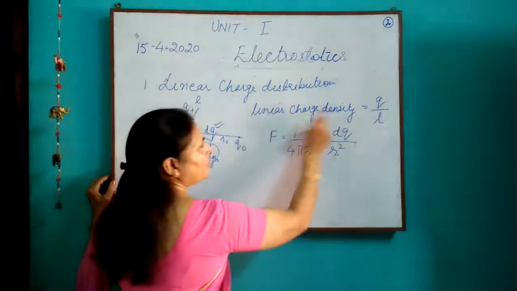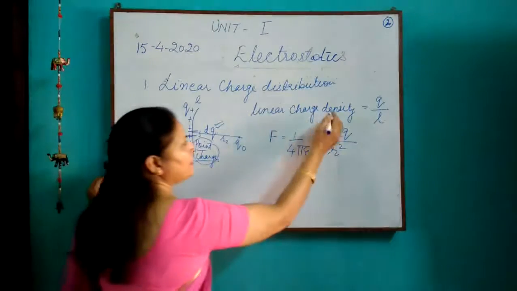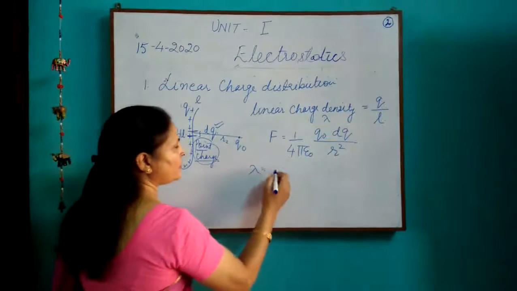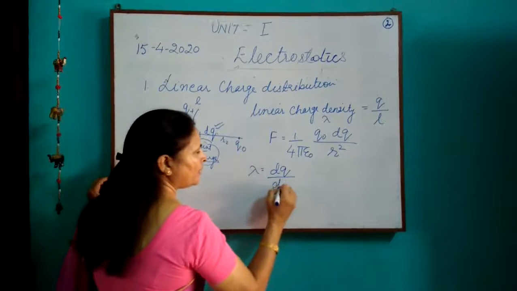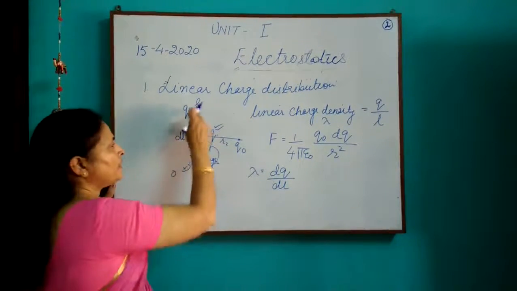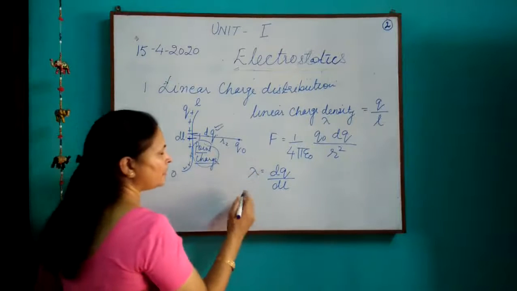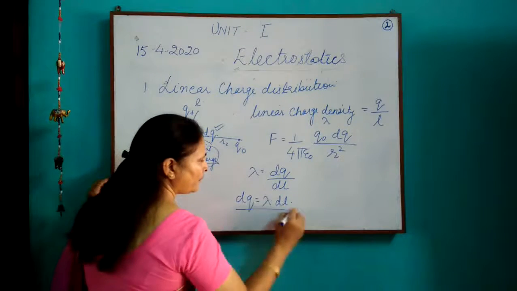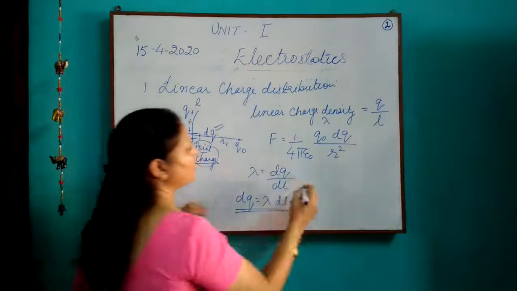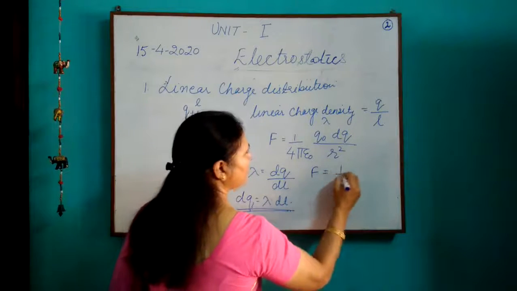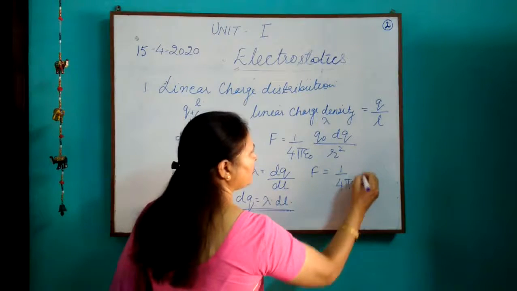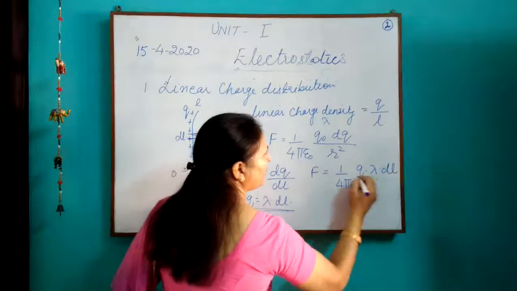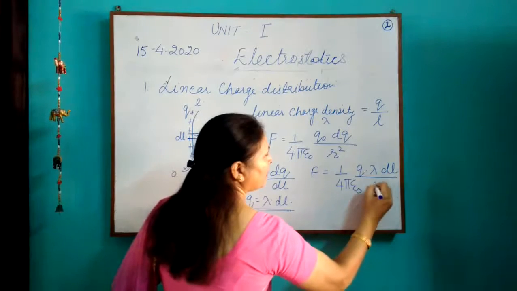Now I use this concept of linear charge density. Linear charge density is denoted by lambda. So lambda, as it is q by l, will also be equal to dq by dl, because we are considering the distribution as uniform. So what is now dq? dq is equal to lambda into dl. Now substitute in this place: F is equal to 1 by 4 pi epsilon naught q, and in place of dq I can substitute lambda dl upon r square.